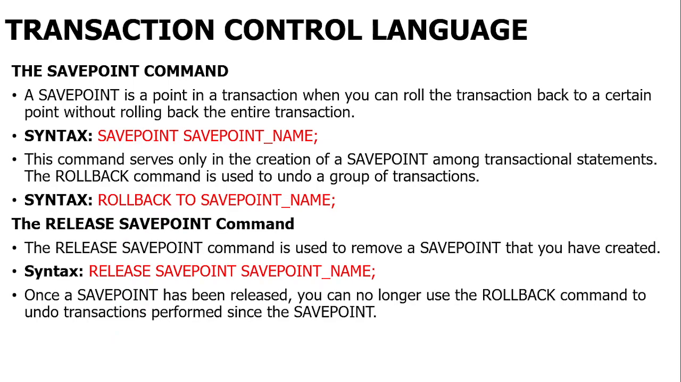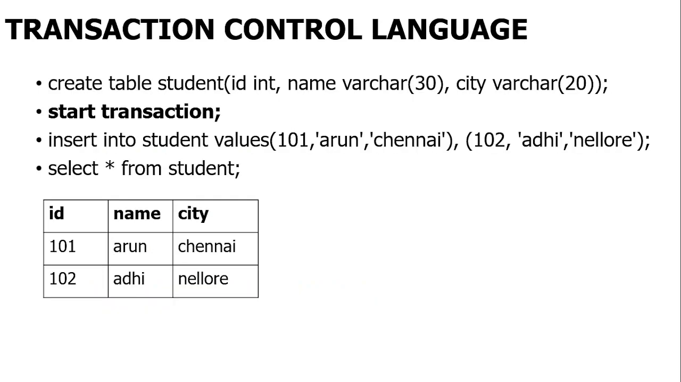The save point command. A save point is a point in a transaction when you can roll the transaction back to a certain point without rolling back the entire transaction. So savepoint, save point name. This command serves only in the creation of a save point among transaction statements. The rollback command is used to undo a group of transactions. Rollback to save point name. The release save point command is used to remove a save point that you have created. Release save point name. Once a save point has been released, you can no longer use the rollback command to undo transactions performed since the save point.